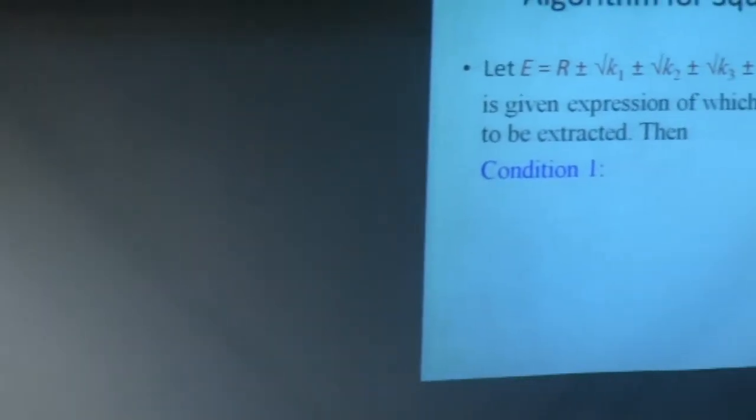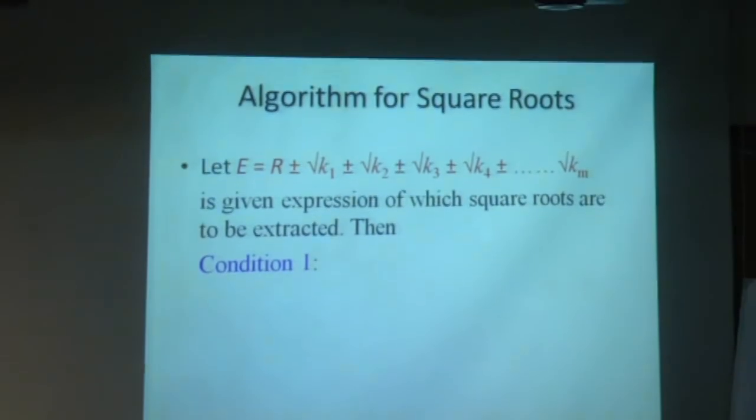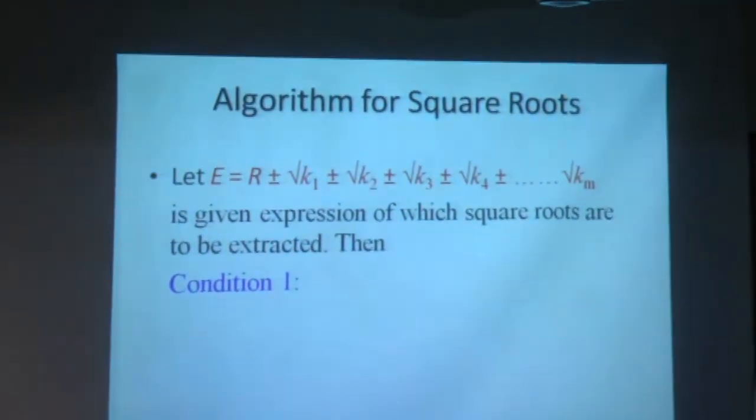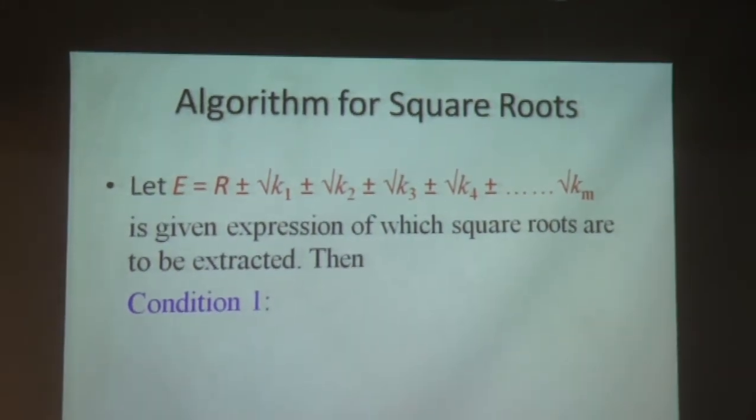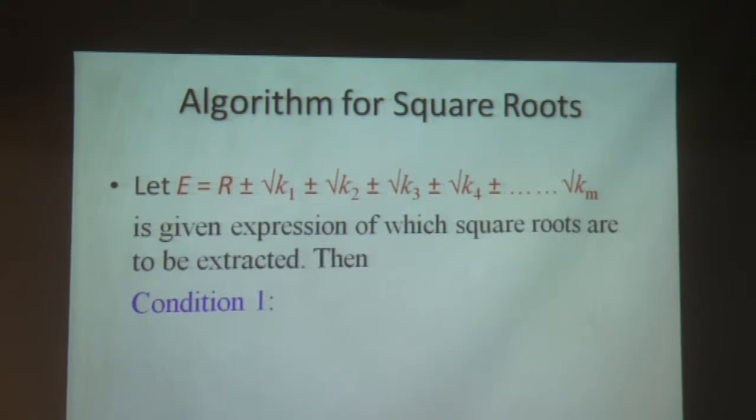Now the most elegant part of this chapter was the algorithm for the square root. For simplicity, I consider the expression e on your screen. I want to find the square root of that e. Expression e equals r plus or minus root k1, root k2, root k3, etc., m terms. And I want to find the square root of that. Of course, this expression is not given by Bhaskara. This is just for explaining what Bhaskara is trying to say. While finding the square root of such an expression, remember I am not factorizing it, I am finding the square root of this expression.